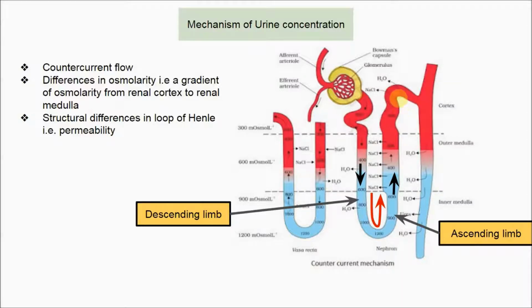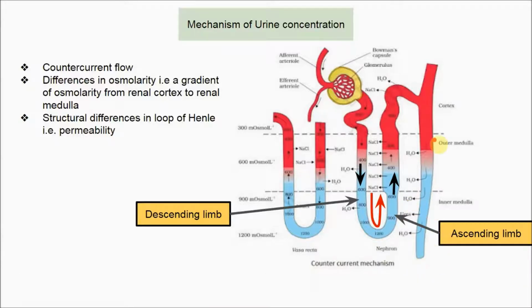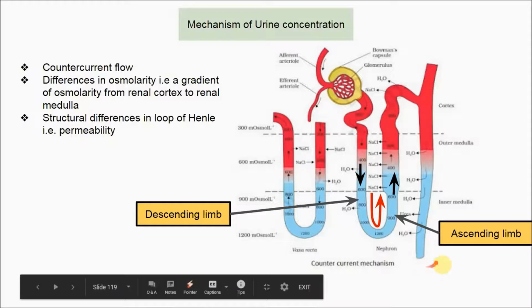From the ascending limb, the filtrate, which is now hypotonic in osmolarity, travels through the DCT, that is the distal convoluted tubule. From the DCT, the fluid moves into the collecting duct. In the collecting duct, this hypotonic solution again travels to the inner part of the medulla, and again water is lost from this fluid. At the end of the collecting duct, the fluid collected is finally a hypertonic solution, or more concentrated urine.